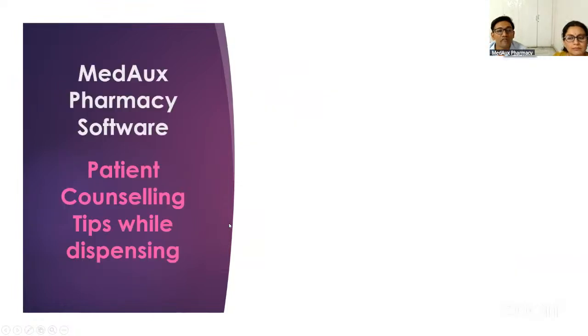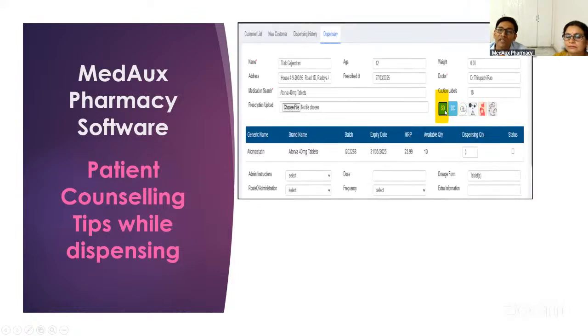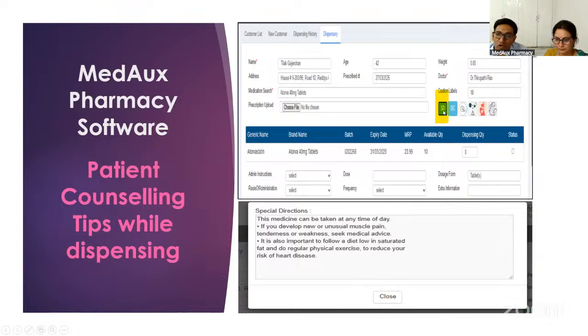So let's look at what we do in terms of patient counseling. As I said, there are a couple of icons here. The first one is the special directions. When you type in or select the medication and click on the special directions icon, it shows the patient counseling points. This is very helpful for the pharmacist when they are doing it for the first time, or even young graduates. They can go through that information, and then they can talk to the customer or the patient about what they are supposed to be doing when they're taking these medicines. That's the patient counseling part.